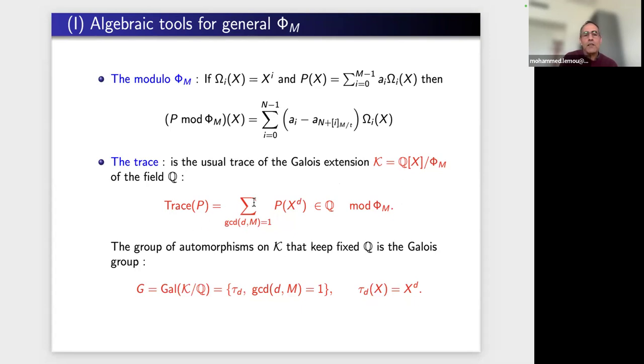And the trace is just the sum over all the automorphisms tau d. We sum tau d applied to P, which is P of x to the power d, because tau d is an automorphism. So this is just the usual definition of the trace.